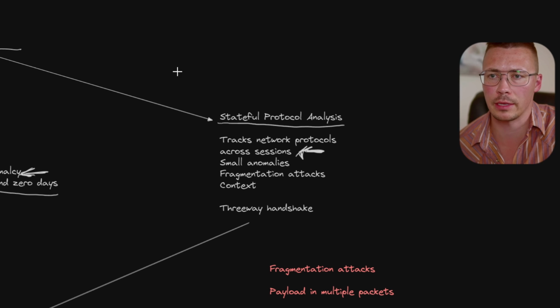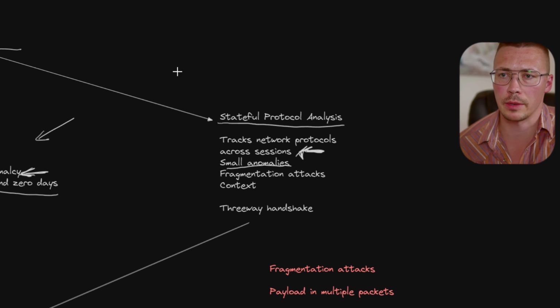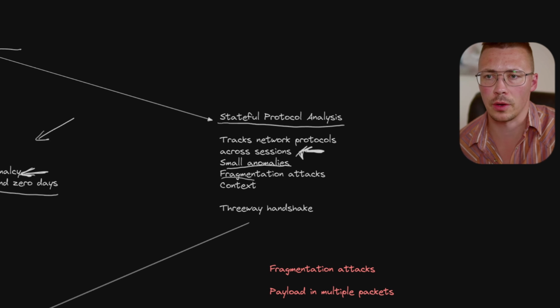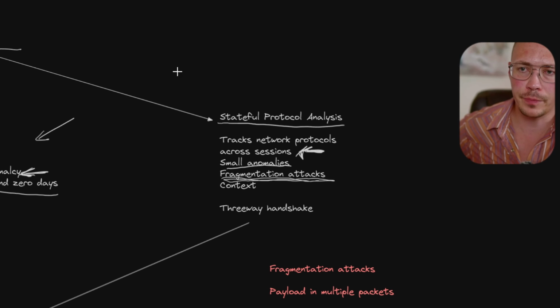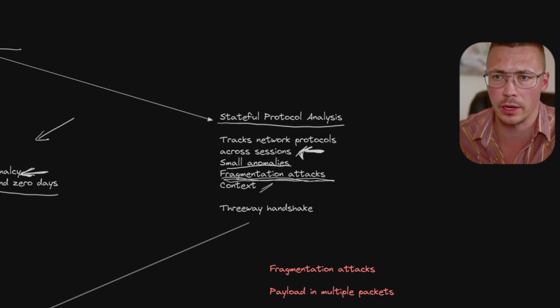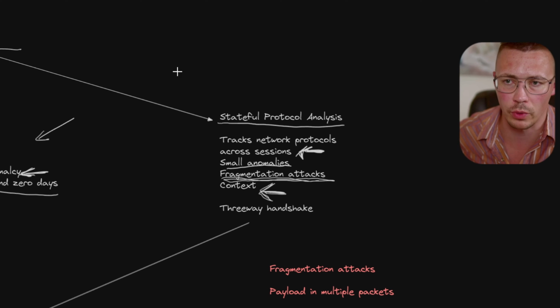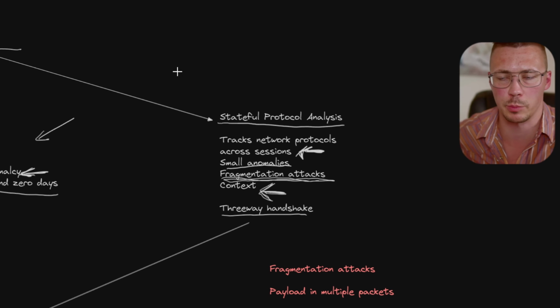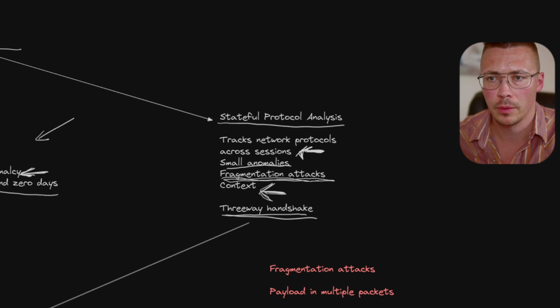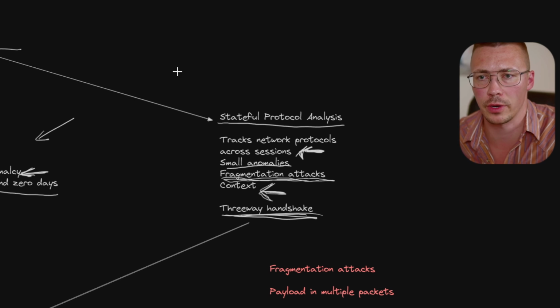The thing with this is that, kind of like anomaly-based detection, it's able to pick up small anomalies. And the other thing that it's useful for, as an example, is fragmentation attacks, which I'm going to cover pretty soon. So stateful protocol analysis is pretty good at determining what's what by using the context of what's going on. And so let me give you a three-way handshake example. I'll just briefly explain this. I'm not going to cover it in great detail, but just give you a brief explanation of what a three-way handshake is.